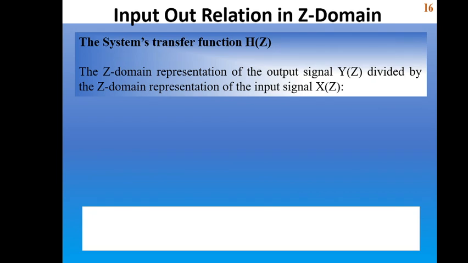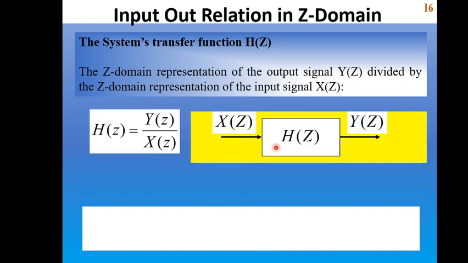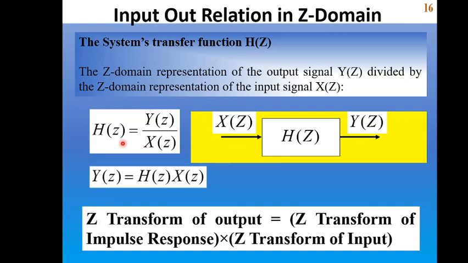The input-output relation of a linear system can be expressed in terms of the transfer function. The transfer function of any system, as shown in this figure, is the ratio of the G transform of the output and input signals. After rearranging this equation, the G transform of the output can be expressed as the product of the transfer function and the G transform of the input.